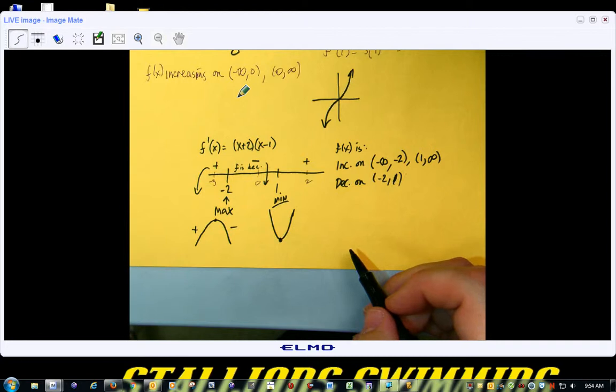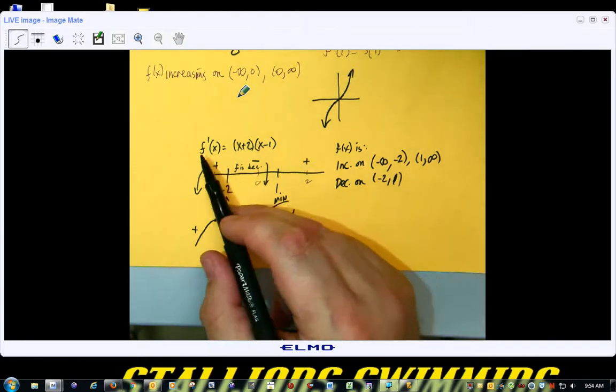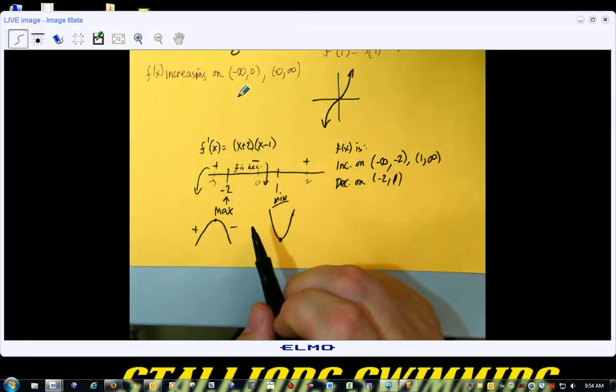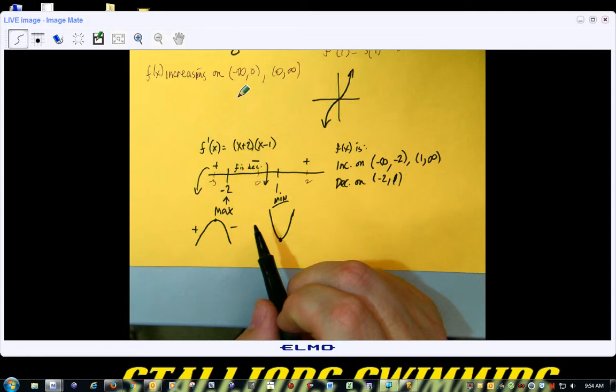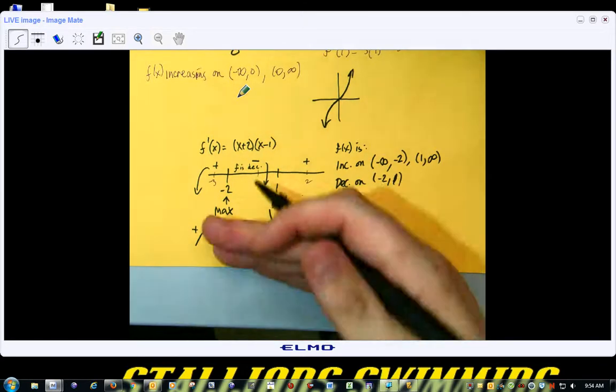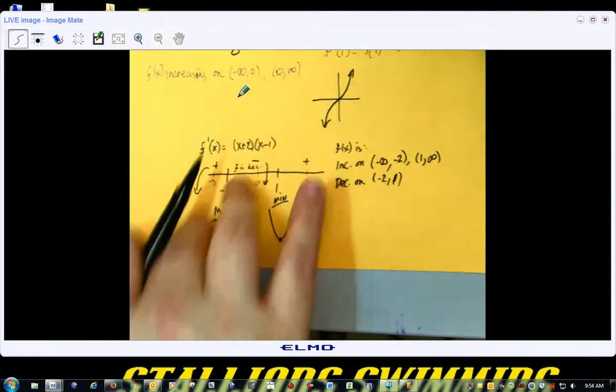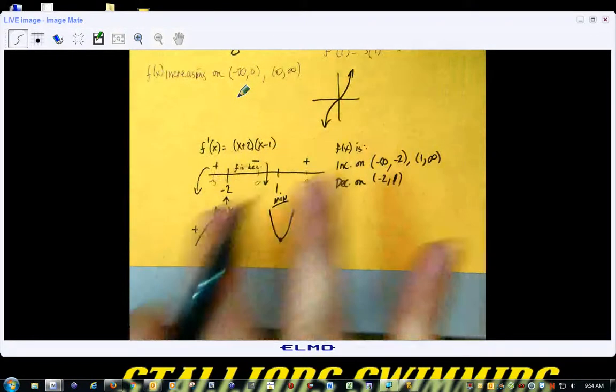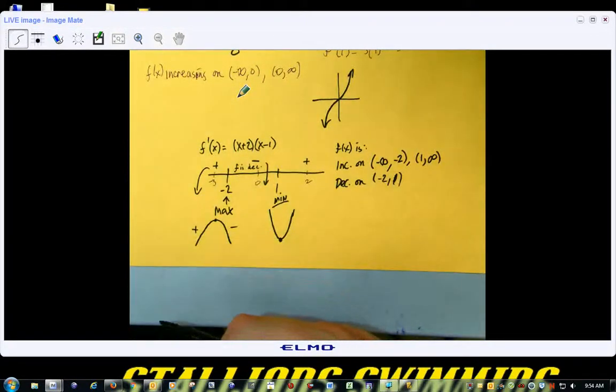What's the name of the test? First derivative. We're analyzing the function using the first derivative. So we just need the function to find the first derivative. Once we find the first derivative, everything we do in the first derivative test gets done to the first derivative.